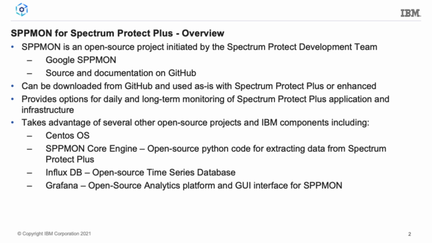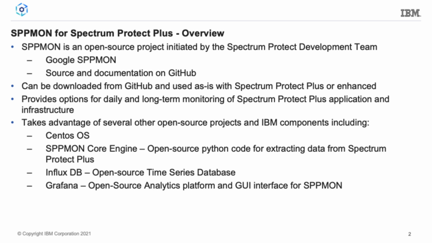was started by the Spectrum Protect development team. You'll find, as you will with a lot of other open source projects, the source code and the documentation on GitHub. And if you just go out there and Google SPPMON, it'll show up as a link to GitHub, most likely as the first hit in Google. You can download the software from GitHub and use it as is with a Spectrum Protect Plus server, or if you choose to, you can enhance the product and add your own tools, dashboard interfaces, and queries to it, and contribute it back to the community if you like.